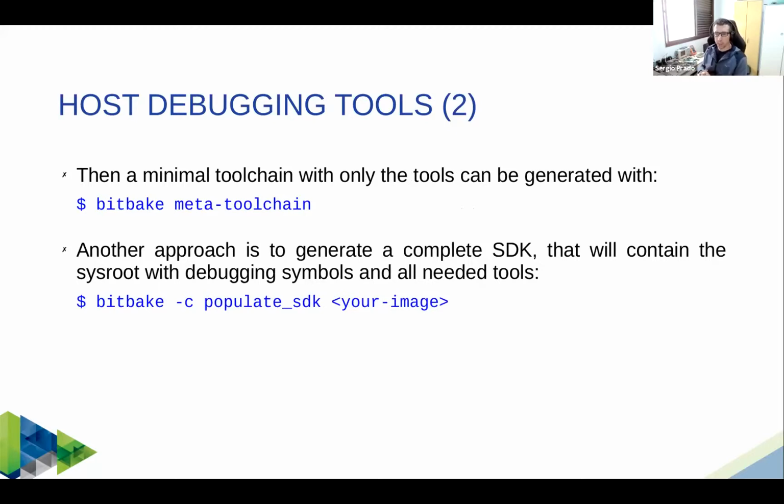Usually, I generate an SDK. I think it's easier, although it takes a little bit more time. So I just generate an SDK for my image, running the populate SDK task, and then it will generate for me a shell script that I'll run, and then it will install in my machine all of the needed sysroot with the debug and source packages, and also the tools there. So everything is going to be there. Usually that's what I do when I want to do remote debugging.